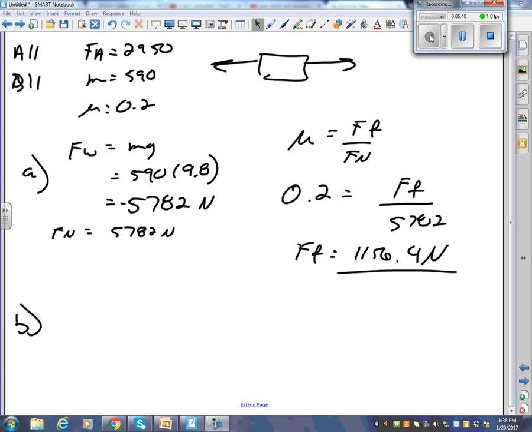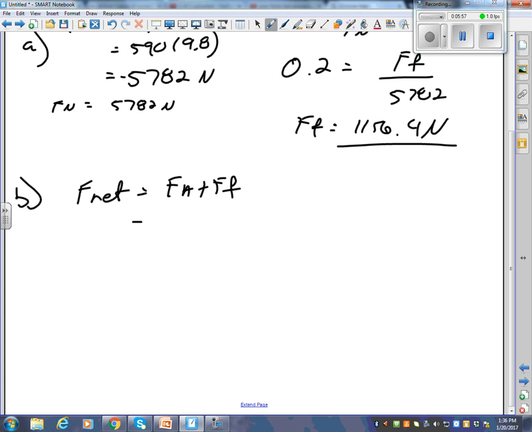Okay, so part B determines the trailer's acceleration. Before we can get acceleration, we're going to need the net force. It is the applied force plus the friction. These are the two forces that are acting on it. We don't worry about the y components. So our applied force is 2950, and our friction force is negative 1156.4, giving us a net force of 1793.6 newtons.